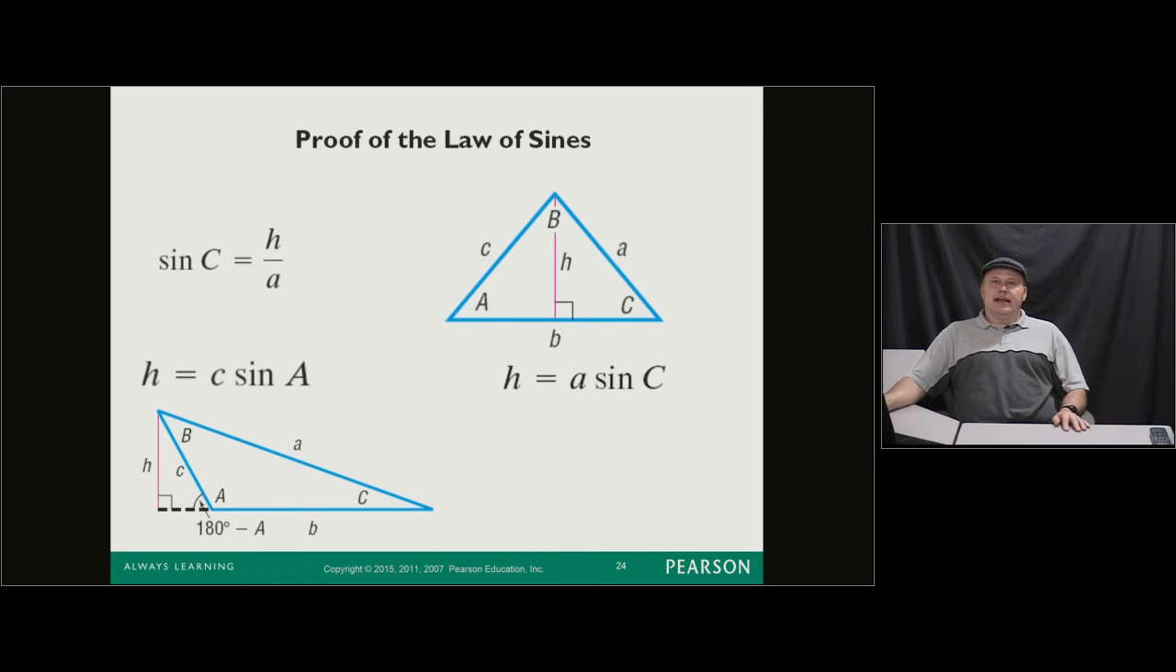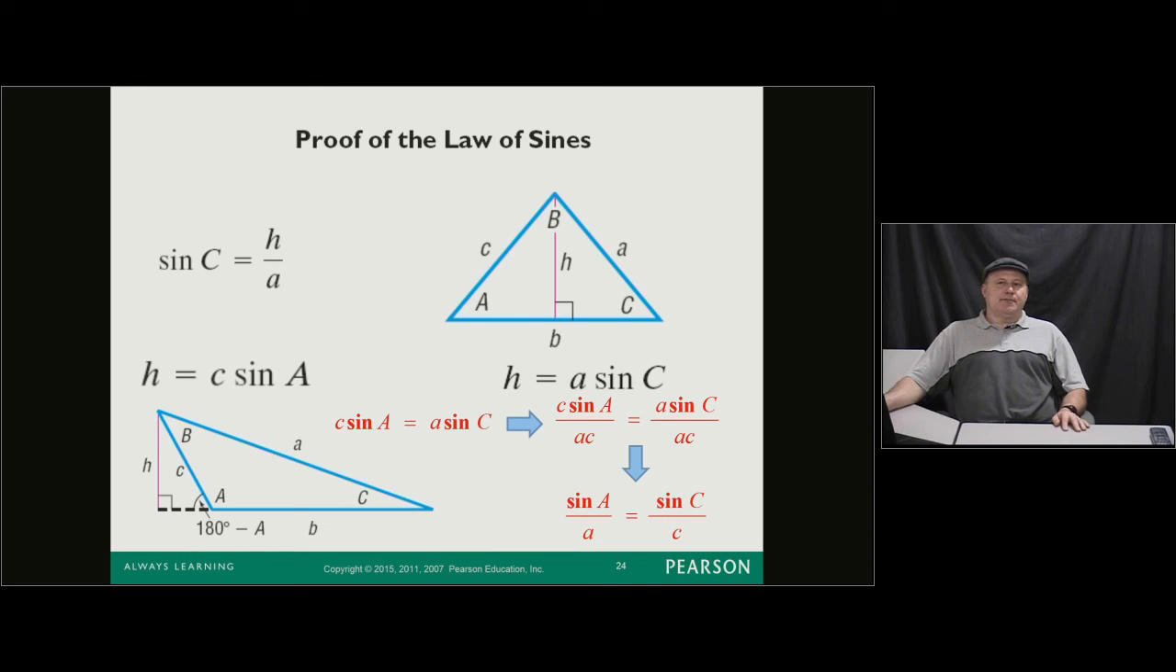But on the other hand, sine of angle C is H over A. So solving for H, you get H equals A times the sine of angle C. Now the height of the triangle does not change, so they're going to be the same in either case. That means C times the sine of angle A is the same as A times the sine of angle C. Now if you divide both sides of the equation by AC, the numbers out front, you get sine of angle A over little a equals sine of angle C over little c.